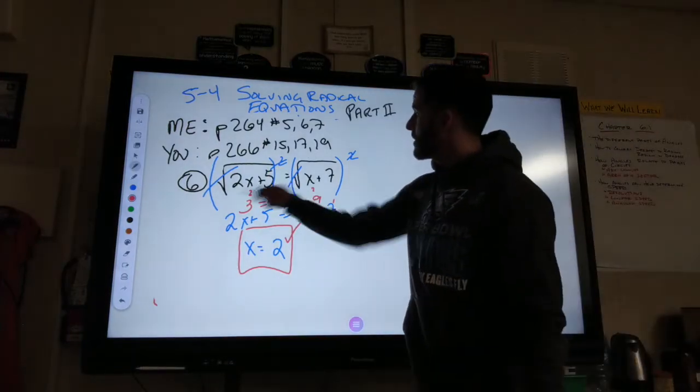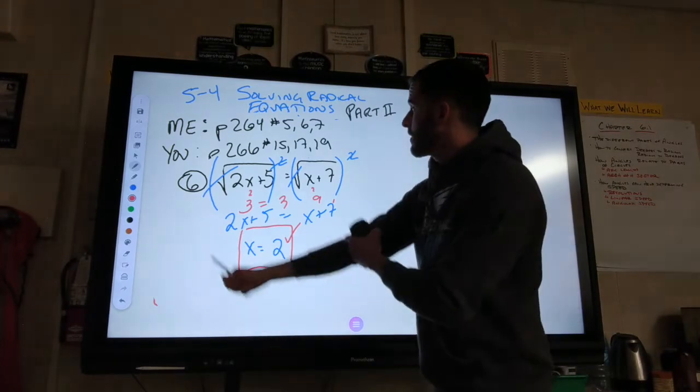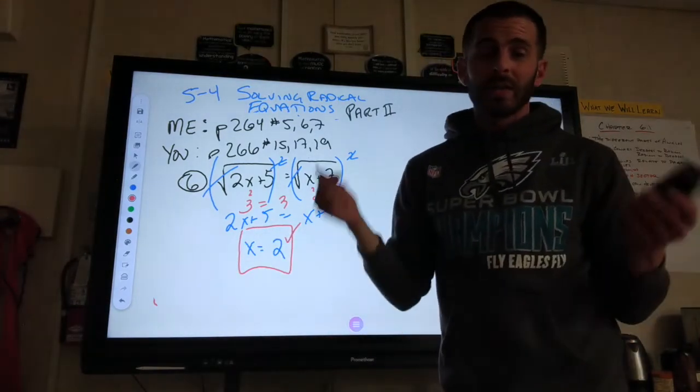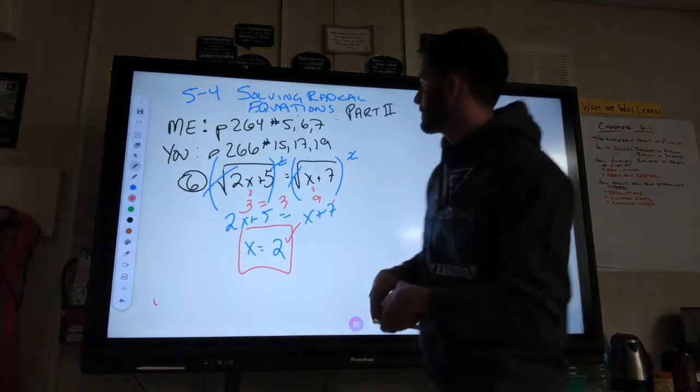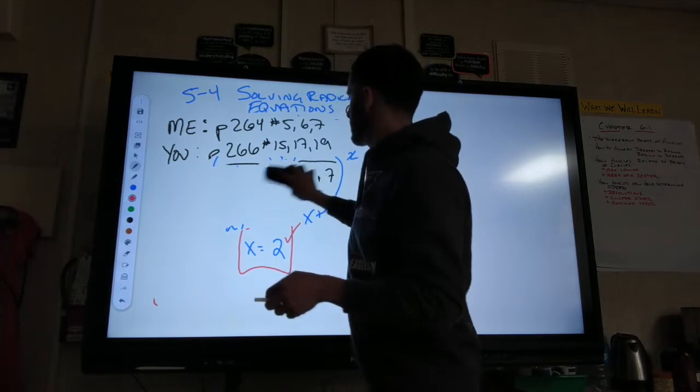Okay? So these are nice. You just square everything. The square roots cancel out, and you're usually left with just a normal Algebra 1 simple 2-step problem. All right, on to number 7.